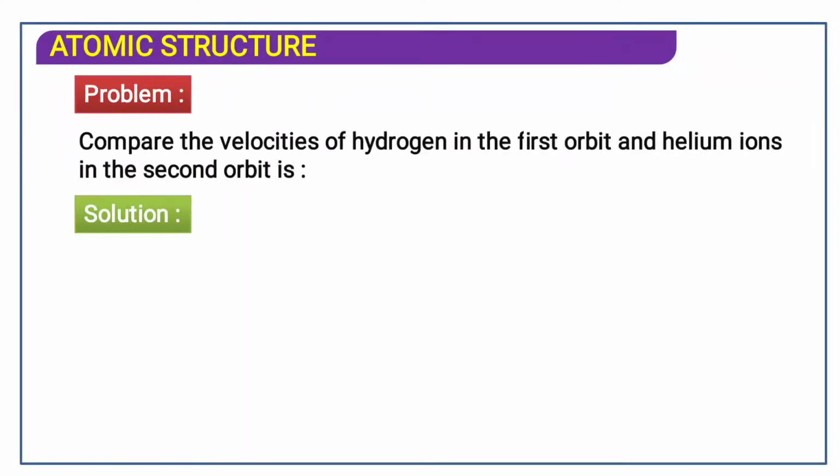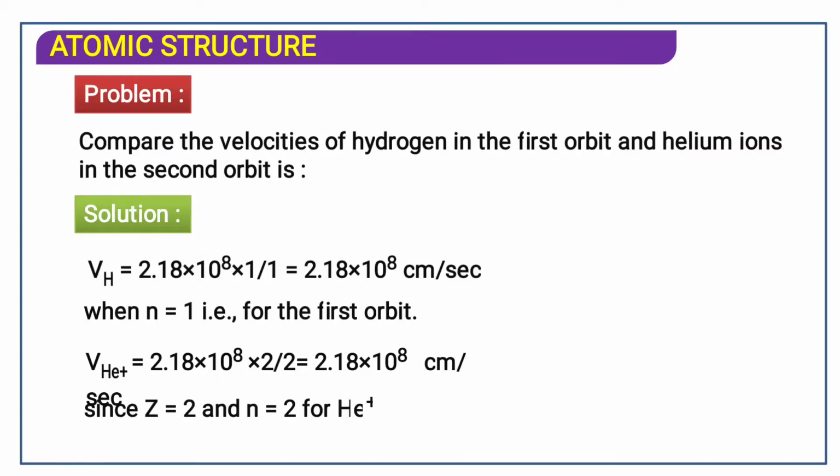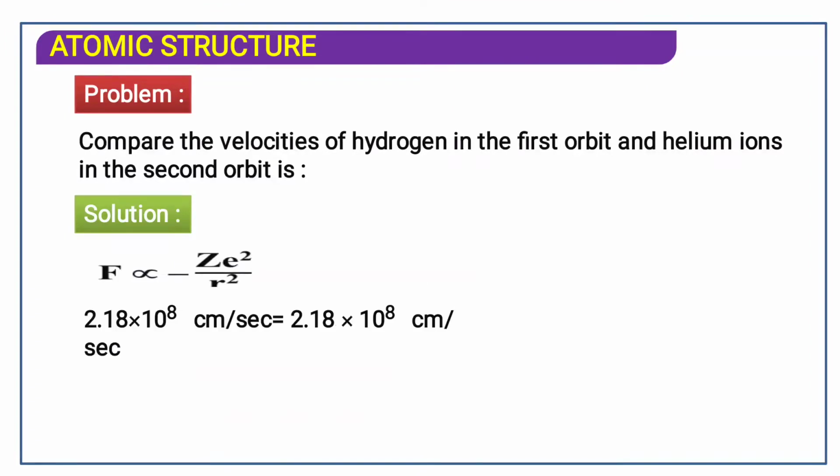So from there we get the value, that is 2.18 into 10 raised to 8. Z is equal to 1, n is equal to 1 for the hydrogen atom. For helium we will be substituting Z as 2, so 2 upon 2. We can get the velocity. Force is directly proportional to Z e square upon r square according to Coulomb's law.